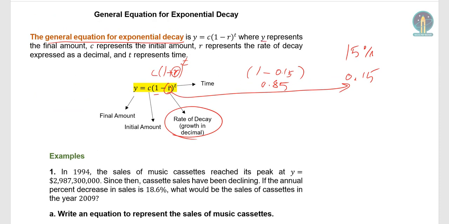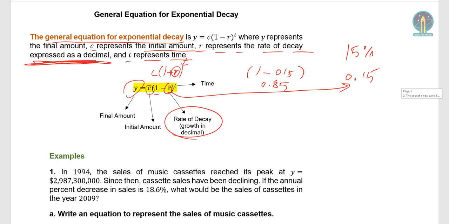Here y represents the final amount, our final amount after the decay or depreciation. C is the initial amount before the decay or depreciation. R represents the rate of decay expressed as a decimal, and t represents time.